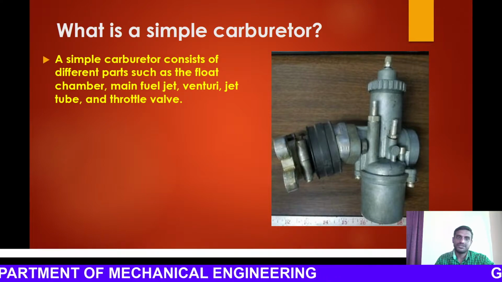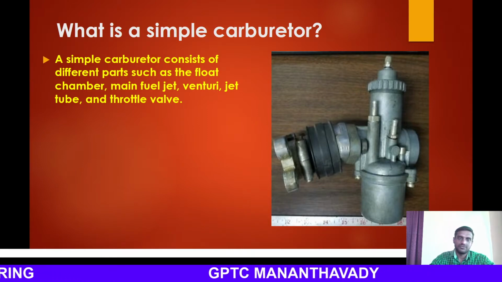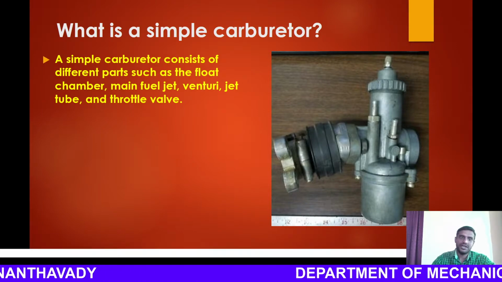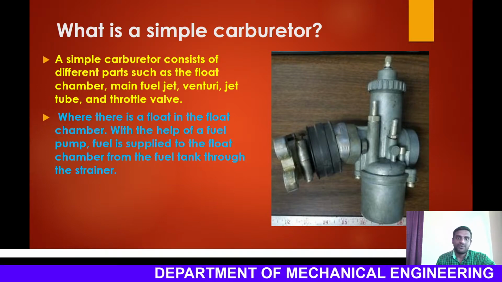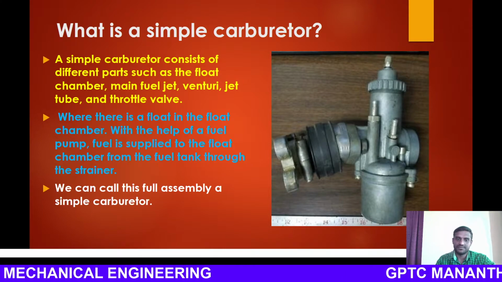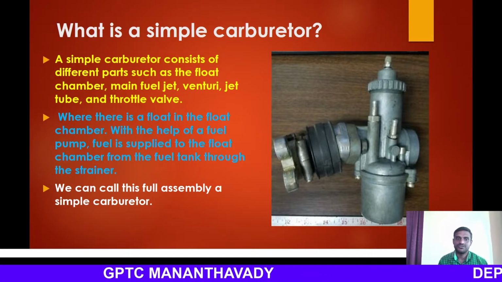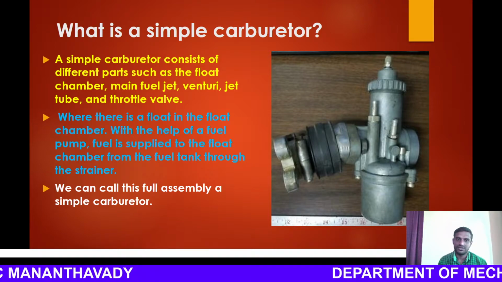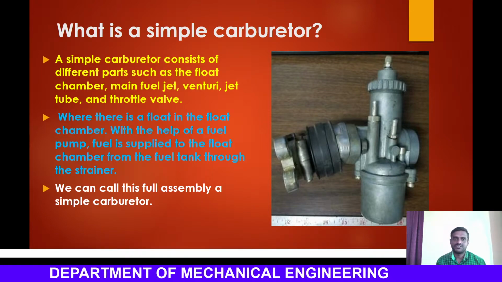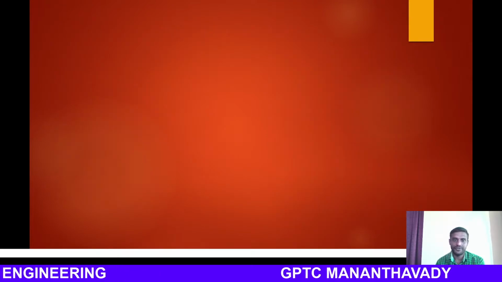A simple carburetor consists of different parts such as the float chamber. We will discuss these in detail. The parts are the float chamber, main fuel jet, venturi, jet tube, and the throttle valve. There is a float in the float chamber, and with the help of the fuel pump, fuel is supplied to the float chamber from the fuel tank through the strainer. We can call this assembly a simple carburetor. So the main carburetor consists of these portions: the float chamber, float, venturi, jet tube, and throttle valve. Here we have just discussed the various parts, and in our coming slides we will discuss these in detail, so wait for that.